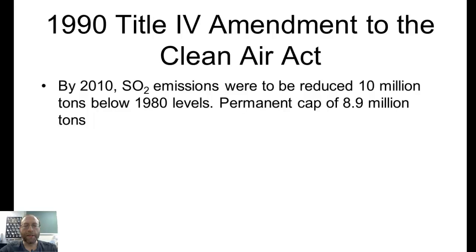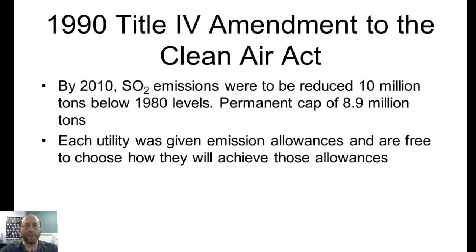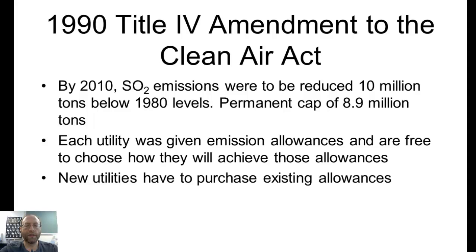What this did was that by 2010, sulfur dioxide emissions were to be reduced by 10 million tons to below 1980 levels. So there is a permanent cap, a top level of 8.9 million tons of SO2 allowed to be emitted. Each utility was given emission allowances, and these utilities are free to choose how they achieve those allowances. Any new utilities that come into existence have to purchase existing allowances.